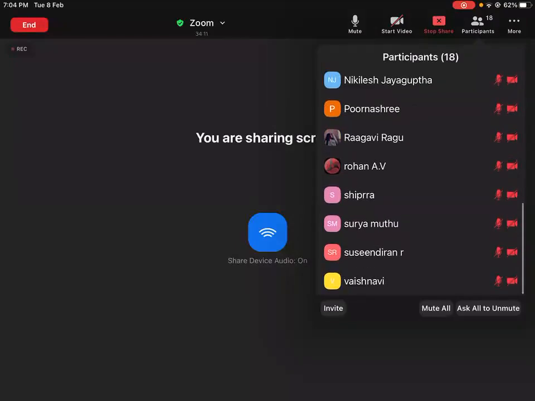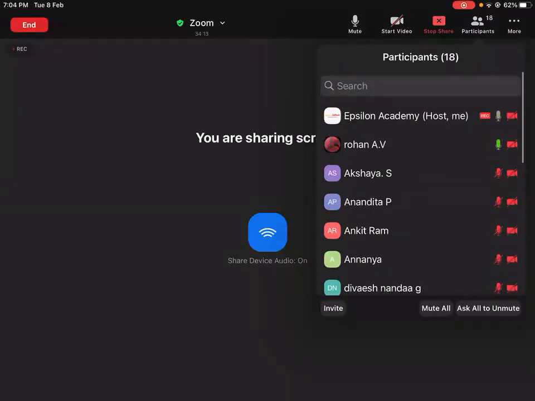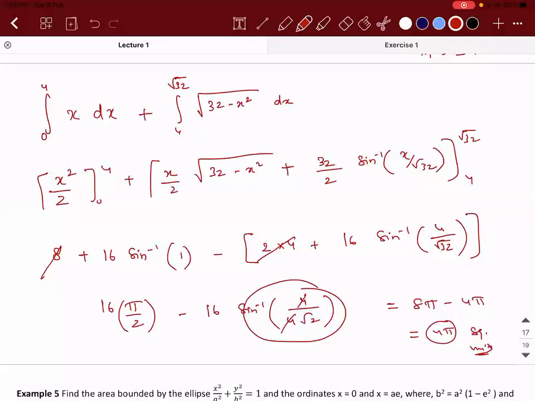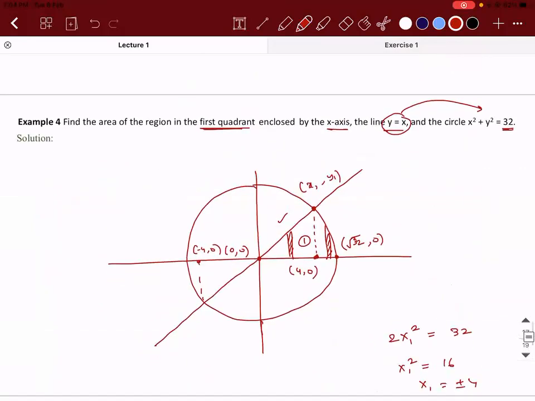Did you understand? Yes, understood. Okay. So how to validate whether this is right or wrong is, see, I'll tell you a shortcut. So you know the circle, right? What is the area made by the circle? Pi r square. That is 32 pi. Correct? So this is the area of the circle.